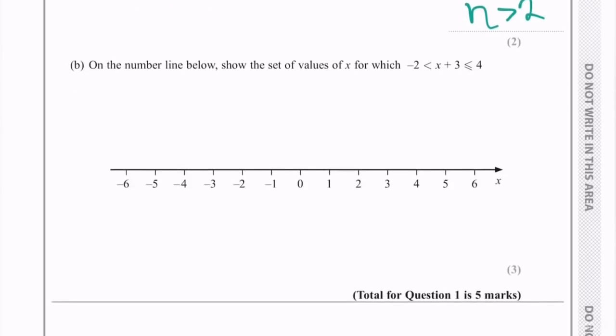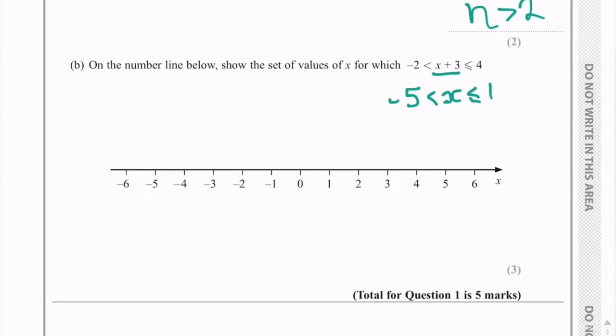Now for our next one, we've got to draw an inequality on a number line. But you can see in the middle here, we don't just have x in the middle, we have this plus 3 in the middle. So to make sure we just get x in the middle, we need to take away 3. And we're going to take away 3 from both sides of the inequality here. So taking away 3 from minus 2 gives us minus 5, and taking away 3 from 4 gives us 1.